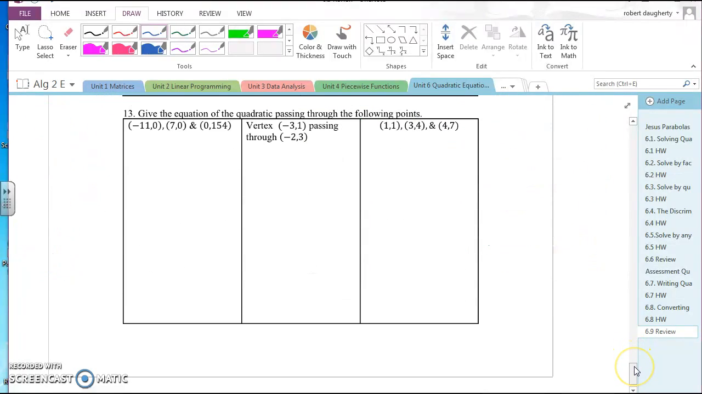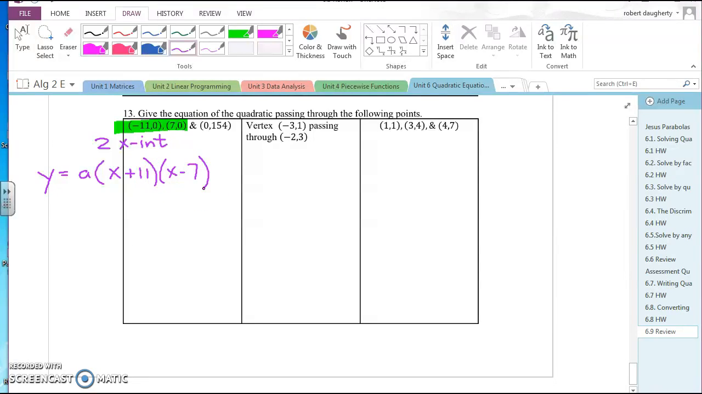And then lastly, let's figure out some equations of parabolas. So parabolas passing through points. Bells go off in your head when you see this because those are x-intercepts. So in this case, I know 2 x-intercepts and 1 other point. So I will be using intercept form. So y is equal to a, and it's going to be x plus 11, x minus 7.